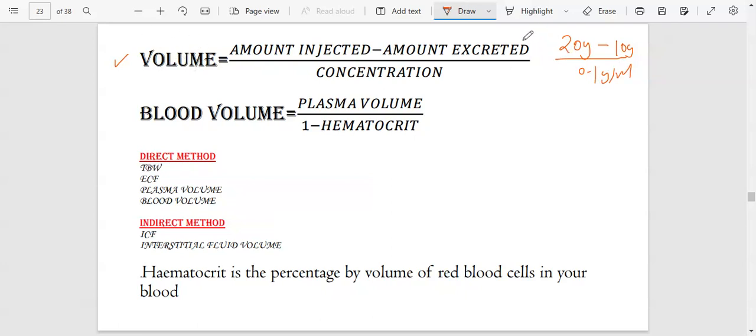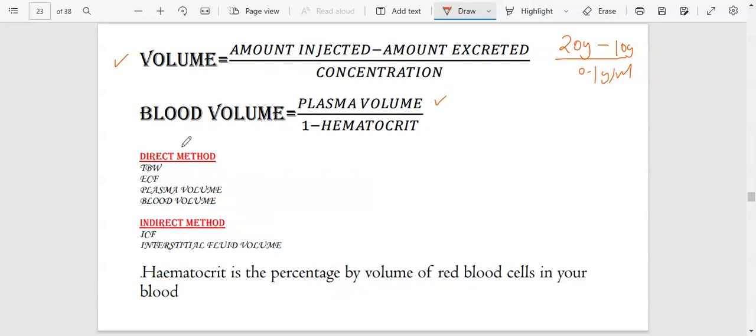So you need to know that every time they're talking about mannitol or sucrose, what they are trying to measure is ECF. You also are able to measure blood volume. Blood volume is given by plasma volume divided by 1 minus hematocrit. Hematocrit is simply the percentage of red blood cells in your blood. How much red blood cells are there in the blood? That is what we call hematocrit.